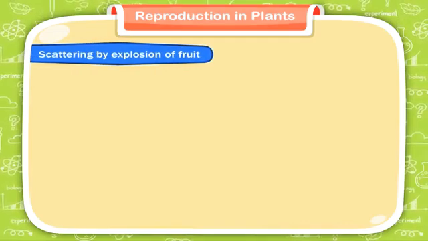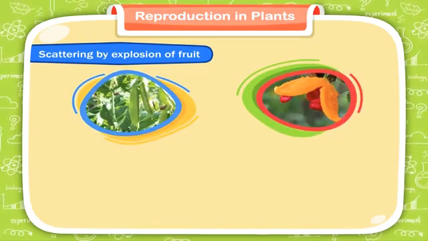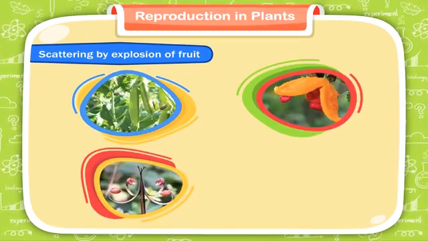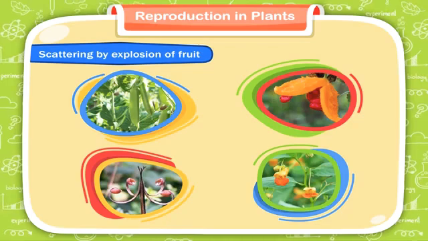Scattering by explosion of fruit. Some fruits like pea, balsam, geranium, and touch-me-not plants explode on drying. Their seeds are thrown out and scattered away from the parent plants.